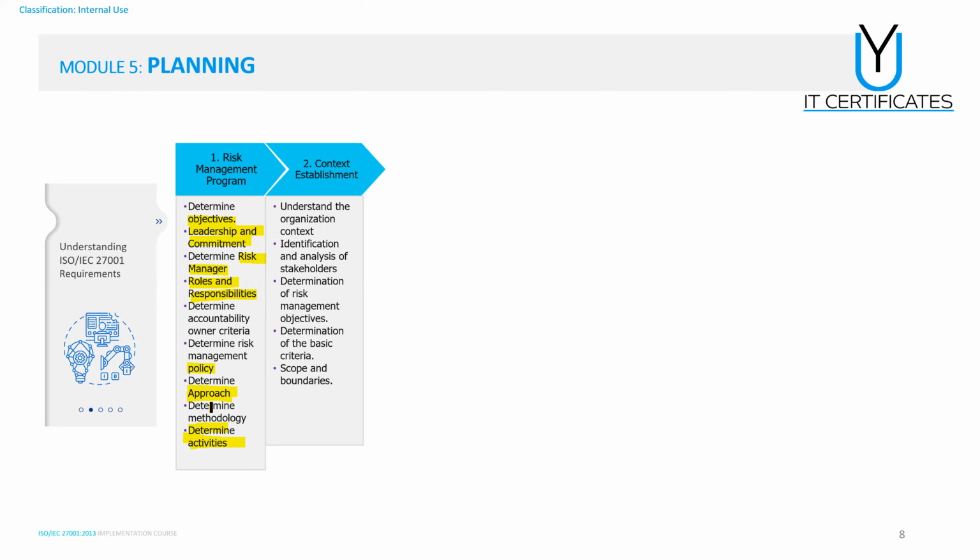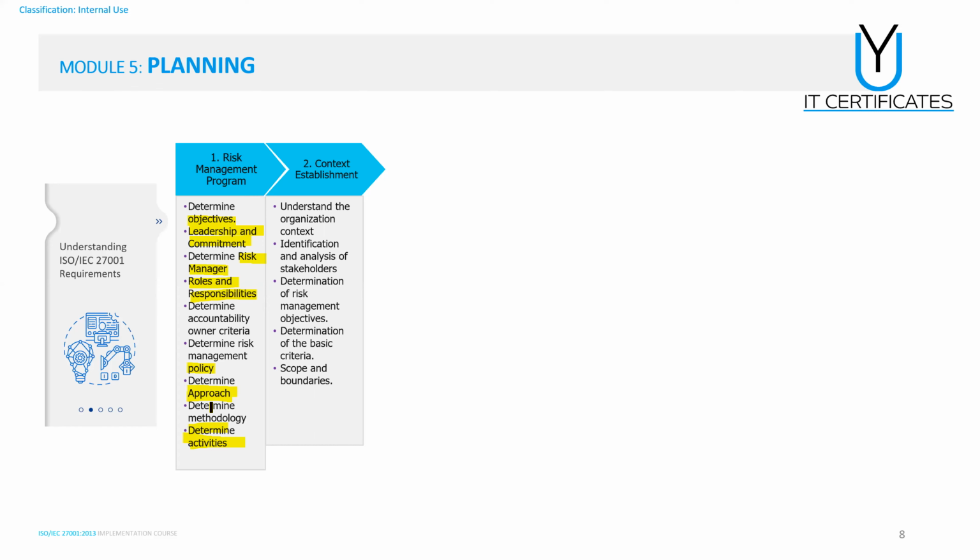Step number 3, or process number 3, will be risk identification. In risk identification, you have to define the assets, the asset value, what the threats are, what the existing controls are, what the consequences of the risk are, or in other words, the impact of the risk, and what the vulnerabilities for the assets are.